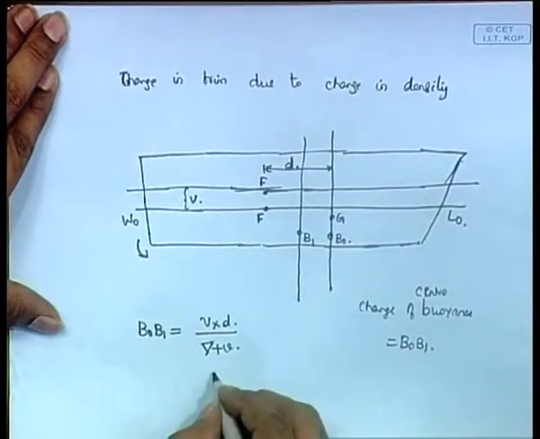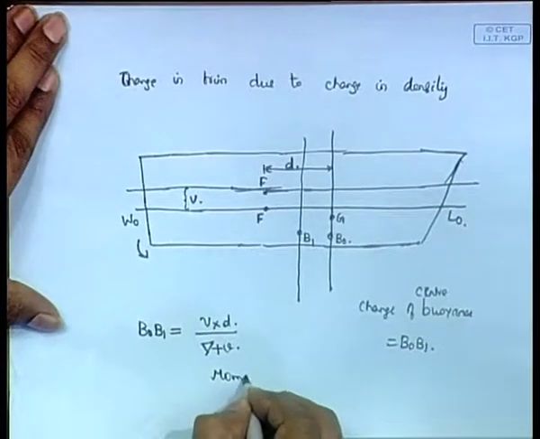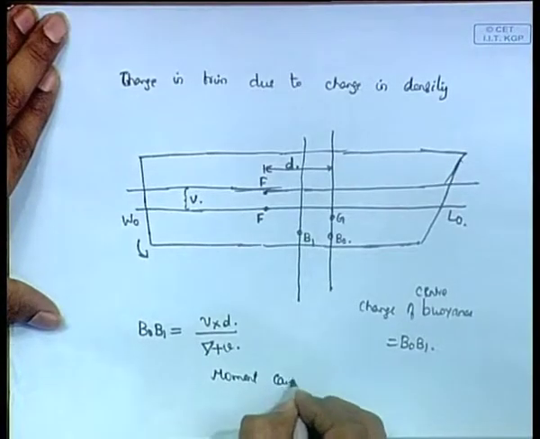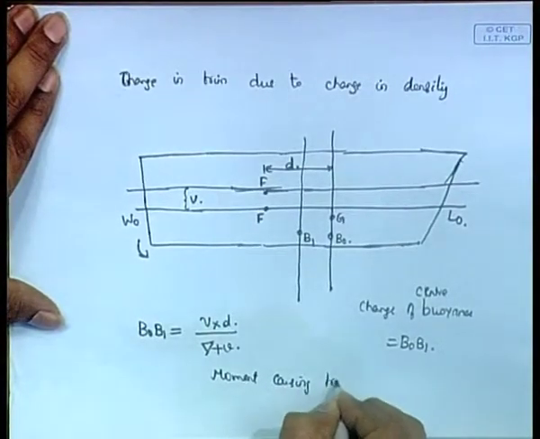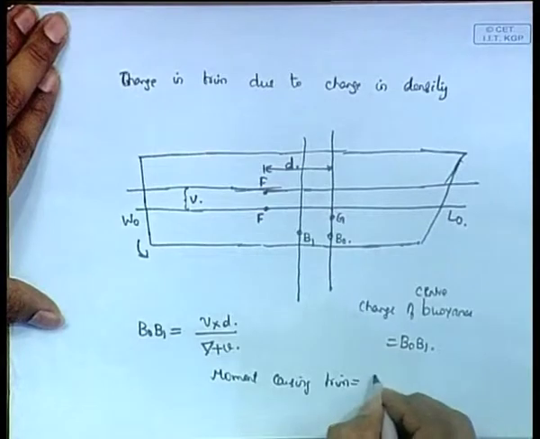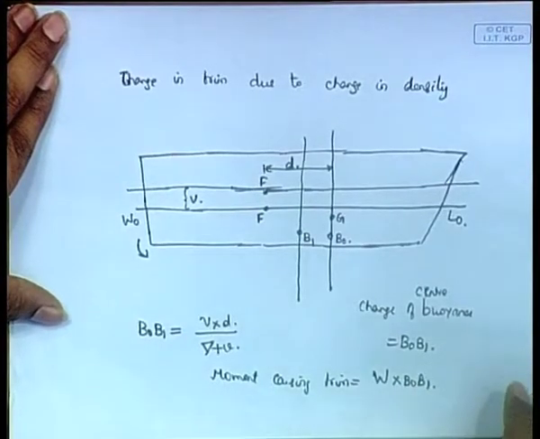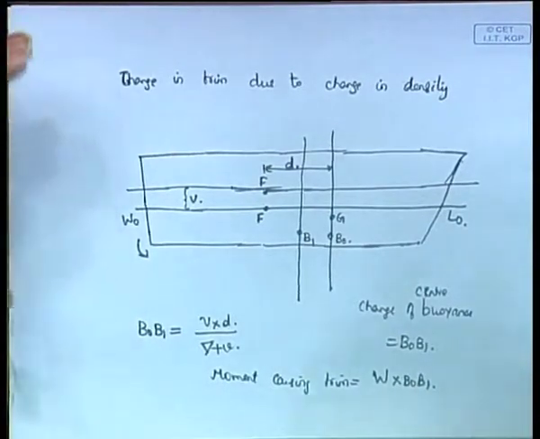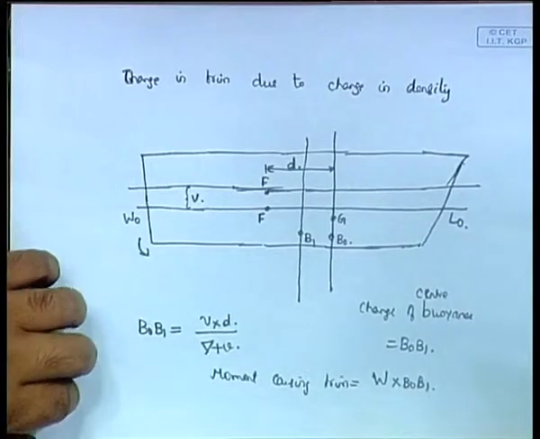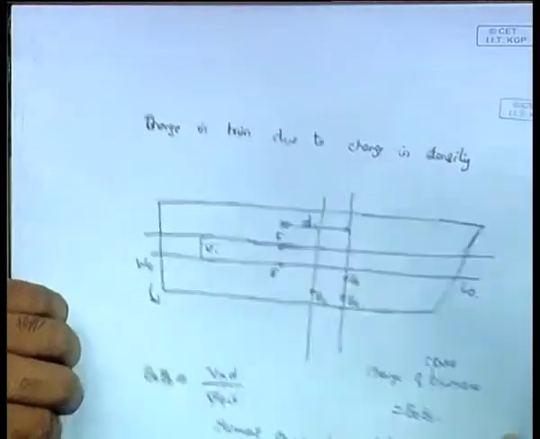Now, therefore, the moment causing trim we can write as W, the weight of the ship, into B0B1. It is due to this change of volume that there is a shift in the trim. So the moment is produced due to this shift B0B1. Therefore, W into B0B1 will give you the moment causing trim.